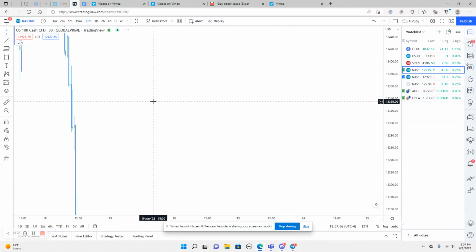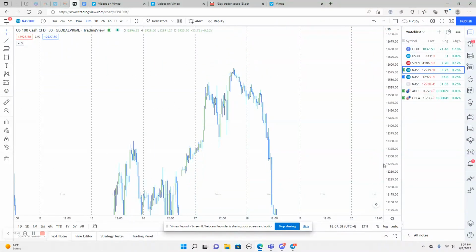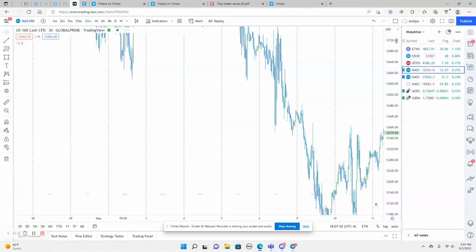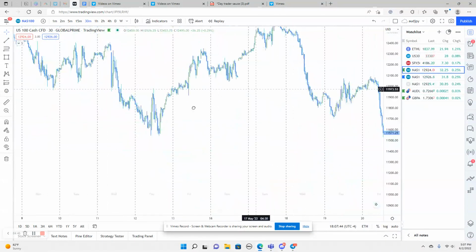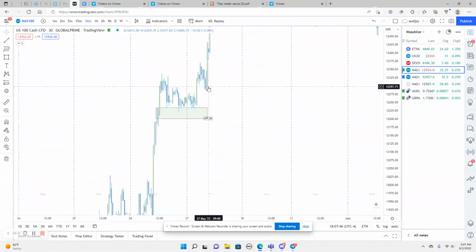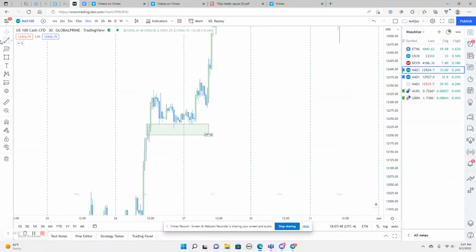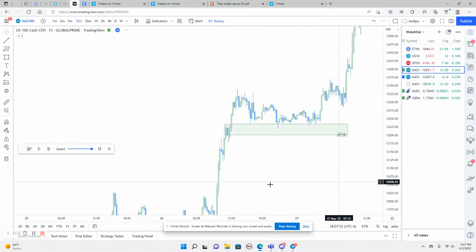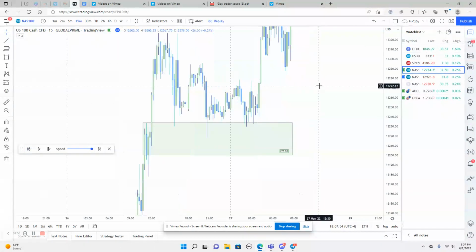Any of these entries, in a sense, would have been valid. You could have even went to the 30-minute. Oh, I should have backed it because it took me completely away from it. Where was I? There we go. So the 30-minute, clearly we do not see it. But if we go to the 15, okay, boom, we see it.